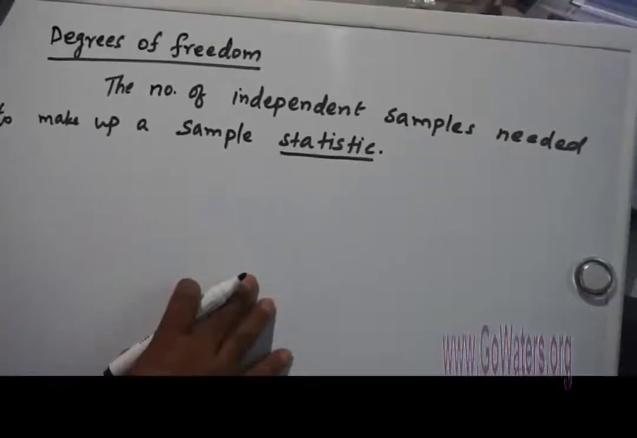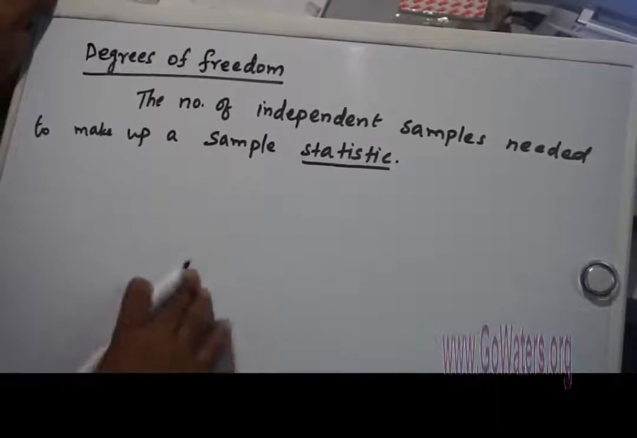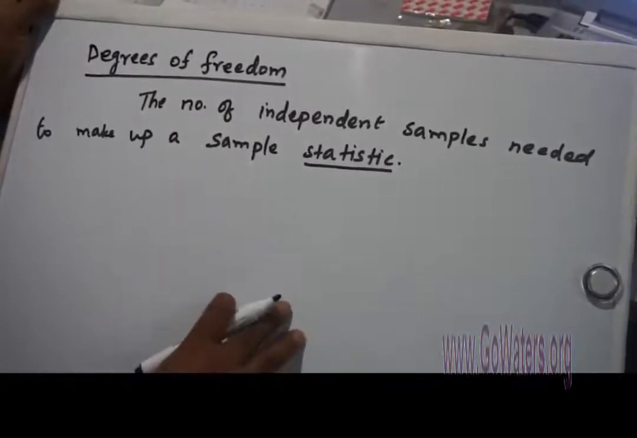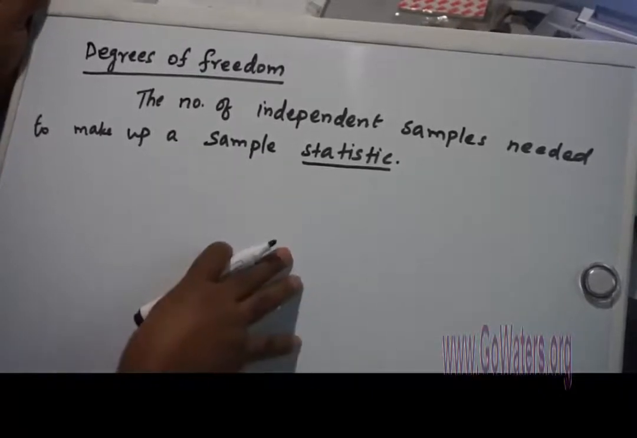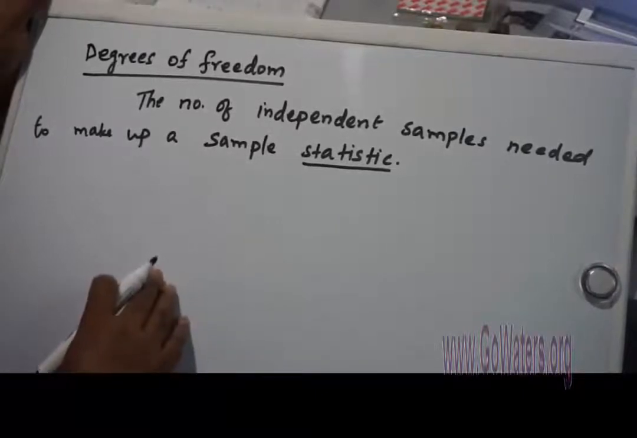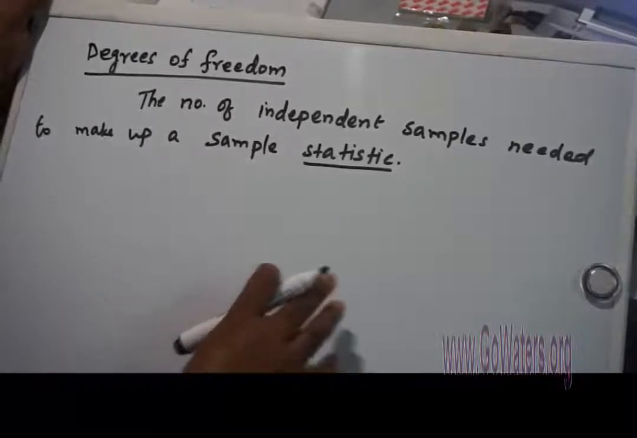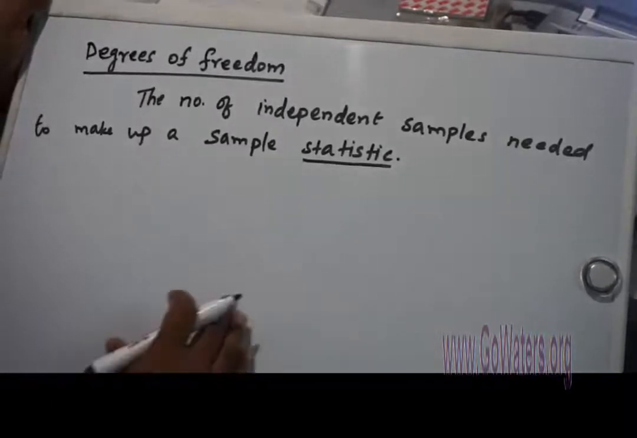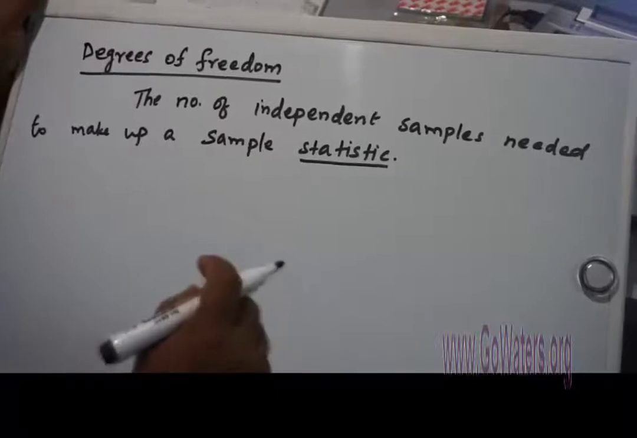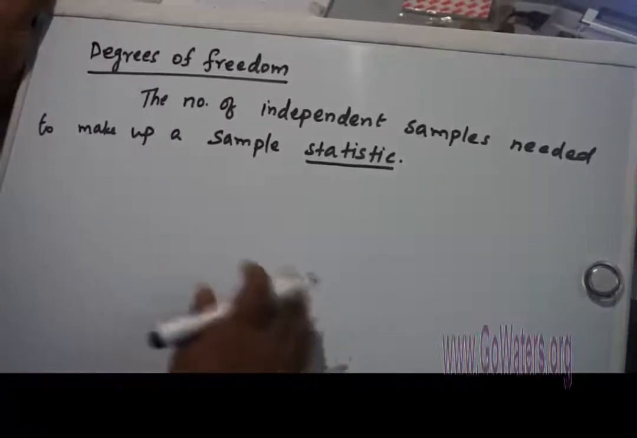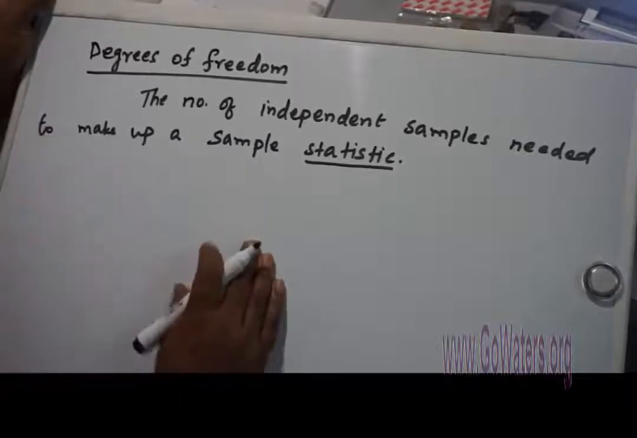That is why, whenever you have 10 samples, only 9 samples can be chosen independently, and the last, 10th sample has to be included automatically. Whenever you have n samples, only n minus 1 samples have the freedom of choice; you can choose them independently. The last one, the nth sample, has to be included automatically into the sample. That's why it's called degrees of freedom.